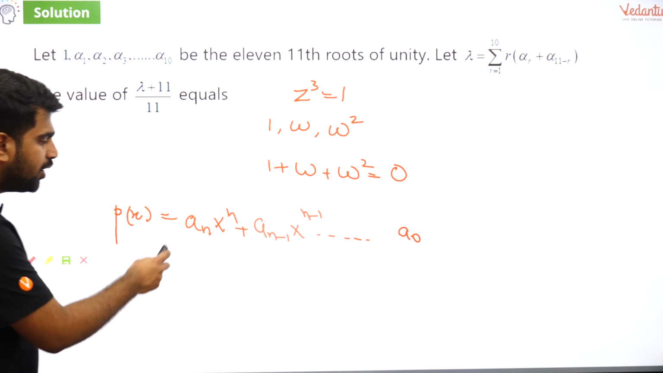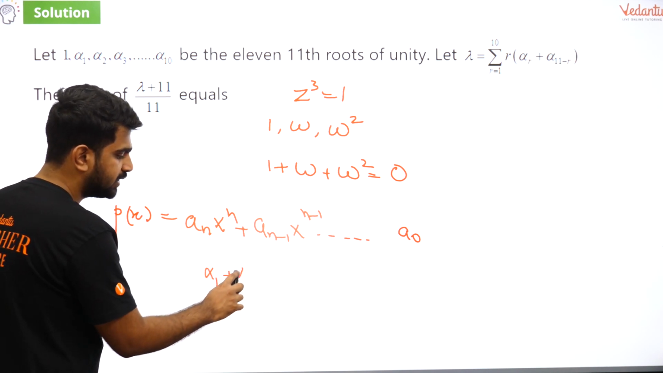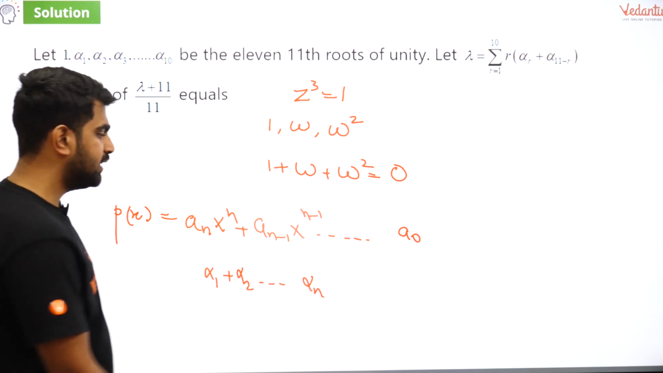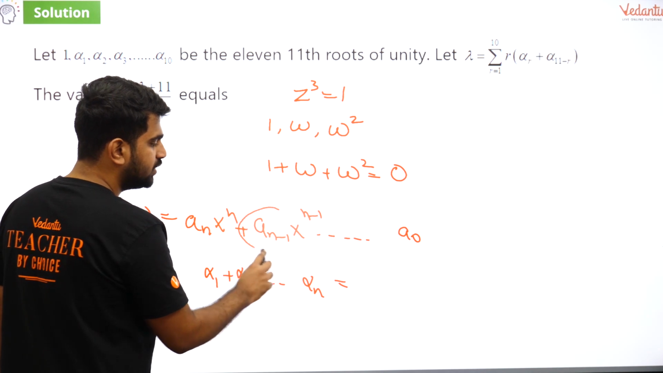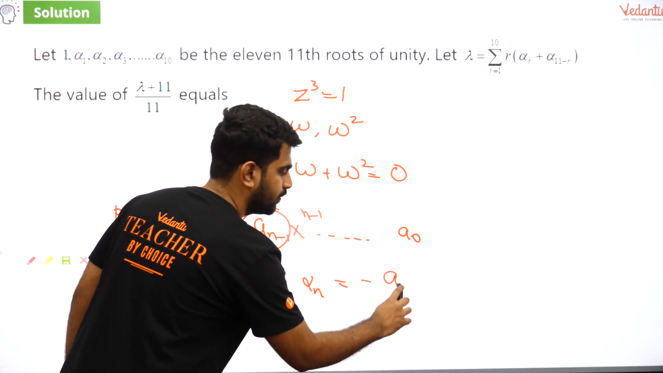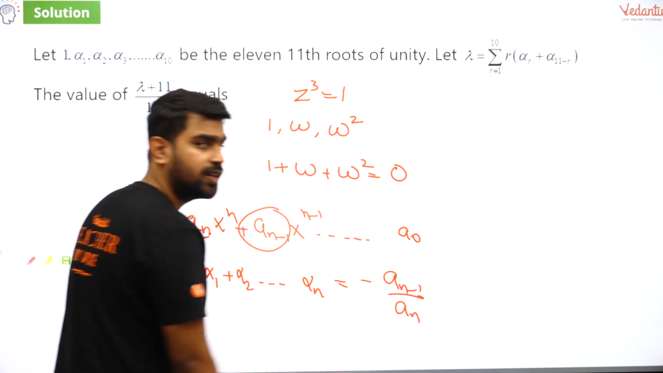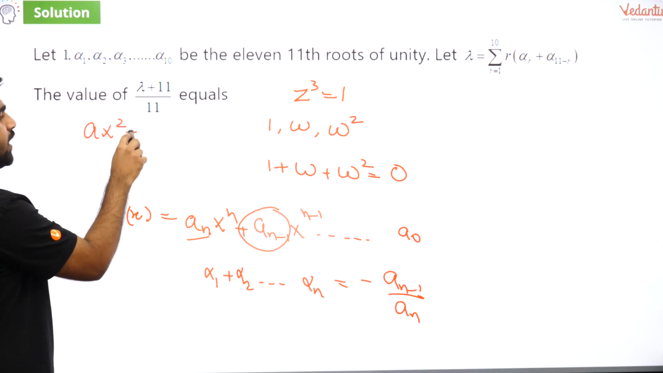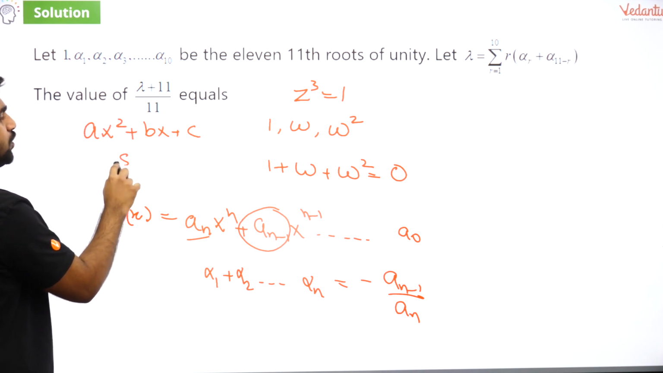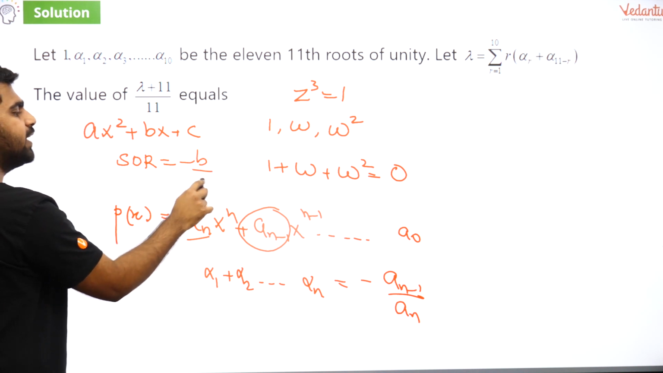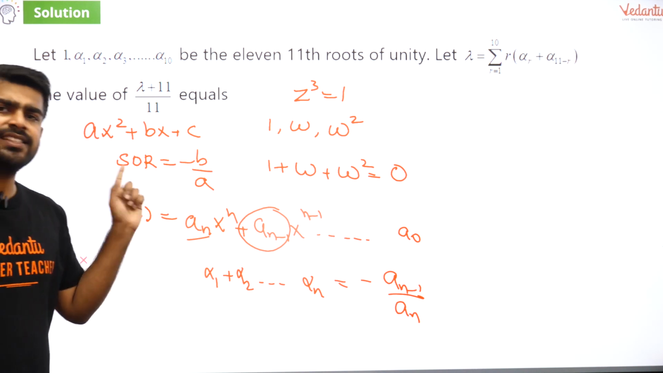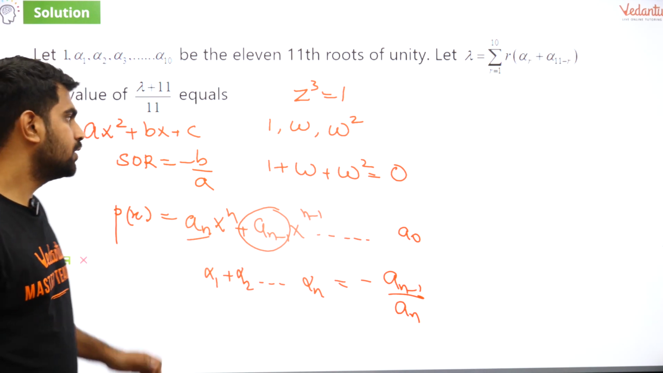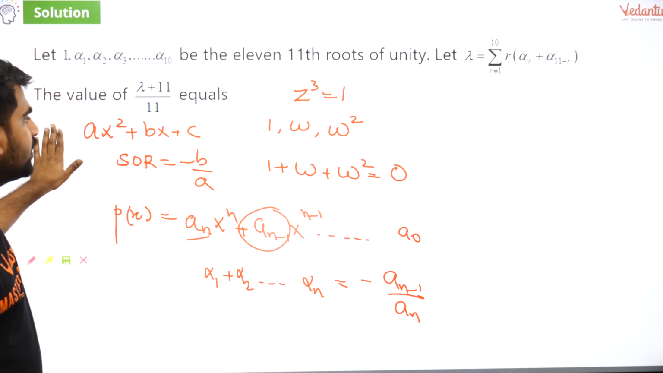We know that the sum of the roots, let's say alpha 1 plus alpha 2 all the way up to alpha n, are my roots. The sum of the roots of a polynomial is equal to minus the coefficient of x to the power n minus 1 divided by a_n. We have studied this in quadratic as well. Let us look at the example of quadratic. We have ax square plus bx plus c. What is the sum of the roots? The sum of the roots is equal to minus b by a. Is it following this? Yes, absolutely. So this is in general true for polynomial expressions.